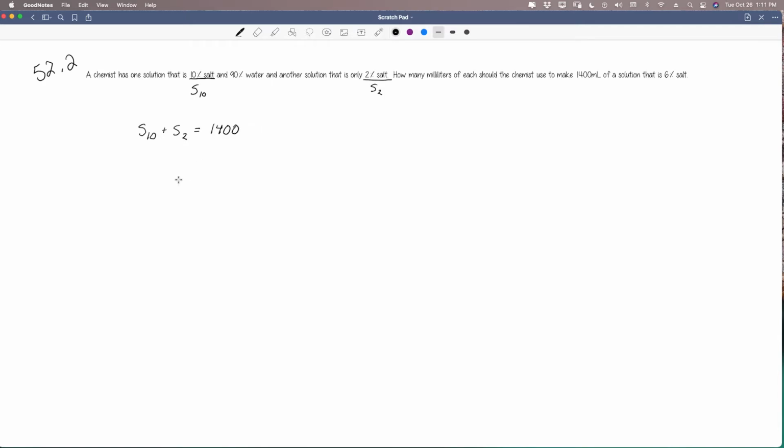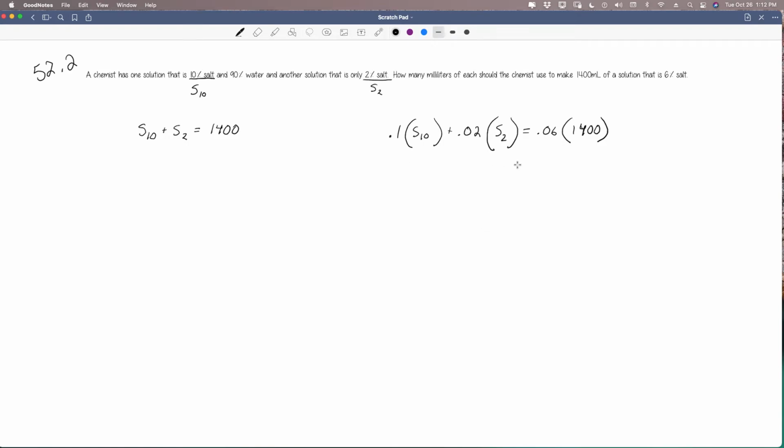All right. So now we are going to make our valuation statement, and we're going to say that 0.1 of the S10 plus, and this is 2%, so that's 0.02 of the S2 equals, we need 6%, so that's 0.06 of 1400. All right, man, that's a lot of decimals.